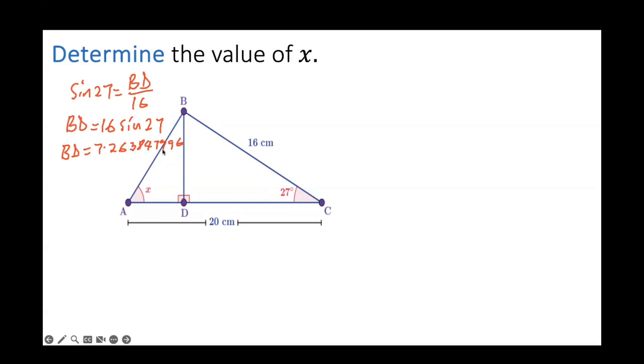Now we know the value of BD, we have to determine AD. To find AD, we first have to find DC so that we can subtract that from 20 to get AD. Using this angle 27 and the answer found for BD, we can find DC. The appropriate trig ratio to use here is tangent. So tangent of 27 equals BD, which we found to be 7.263847996, divided by DC. So we have to make DC the subject.